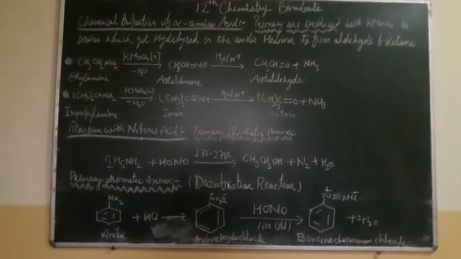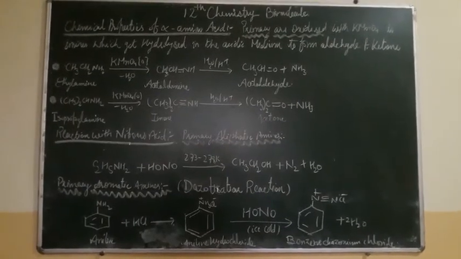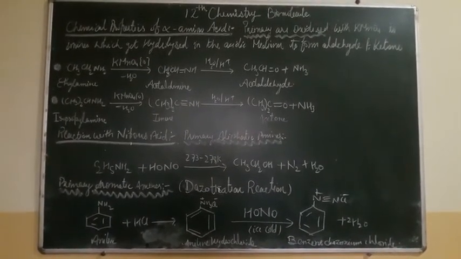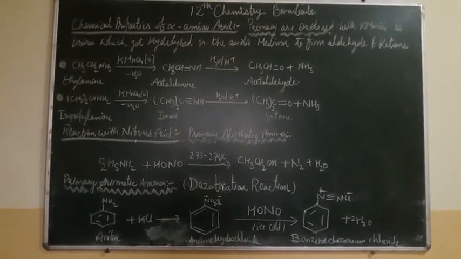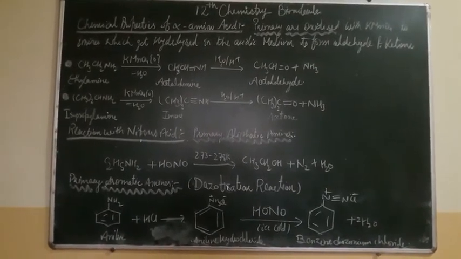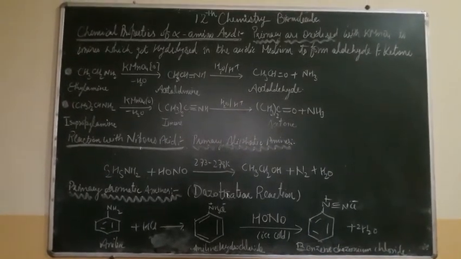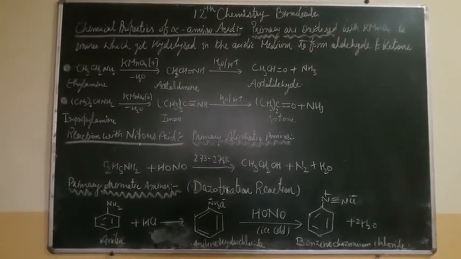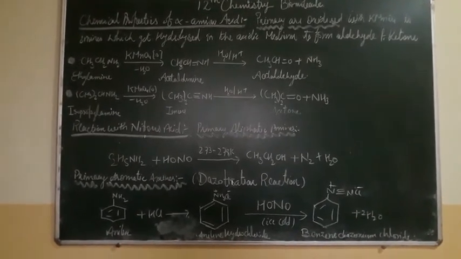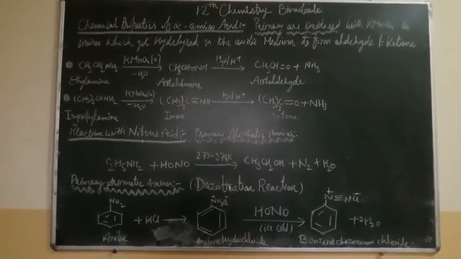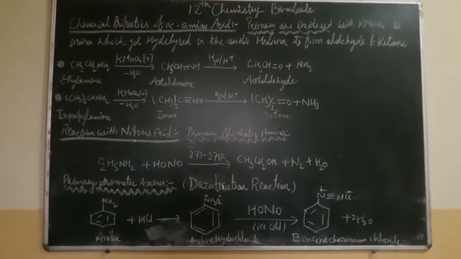Next is your reaction with nitrous acid. Under this reaction, what happens? All three types of amines, aliphatic as well as aromatic, react with nitrous acid under different conditions to form a variety of products. But here we use only the primary aliphatic amines and primary aromatic amines, not the secondary and tertiary amines.